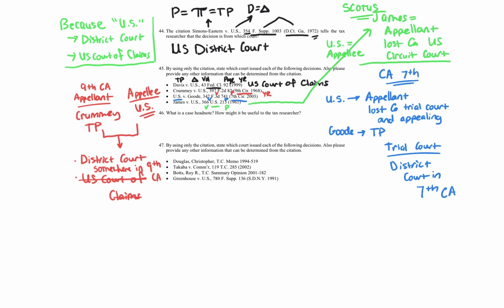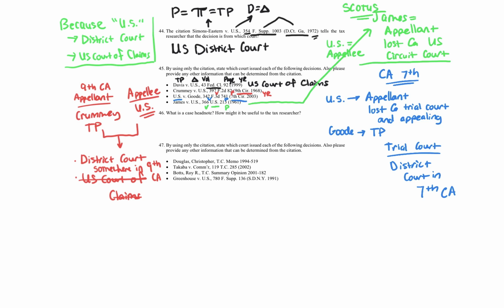So see how we did that? Go back over that, right? We were able to determine under the Crummy case that, look, it came from a district court somewhere in the 9th Circuit, just by looking at the citation. With the U.S. v. Good case, we were able to determine that it came from a district court somewhere in the 7th Circuit. It wasn't the tax court, wasn't the Court of Claims. We can do that.